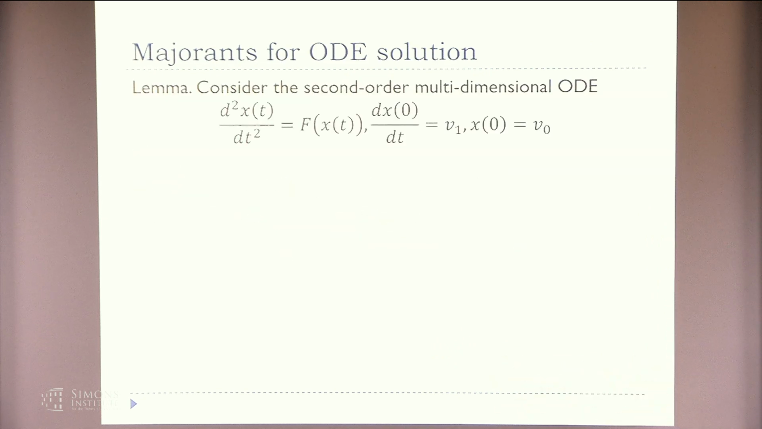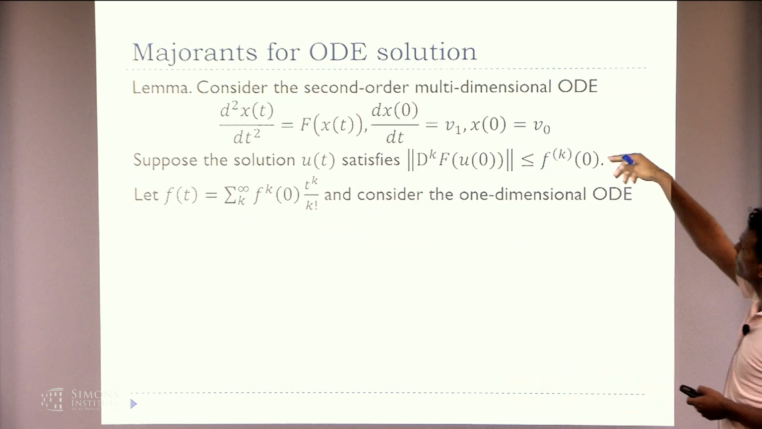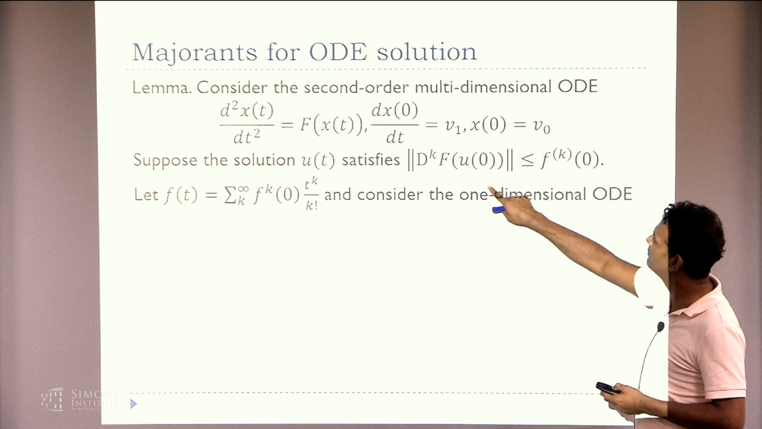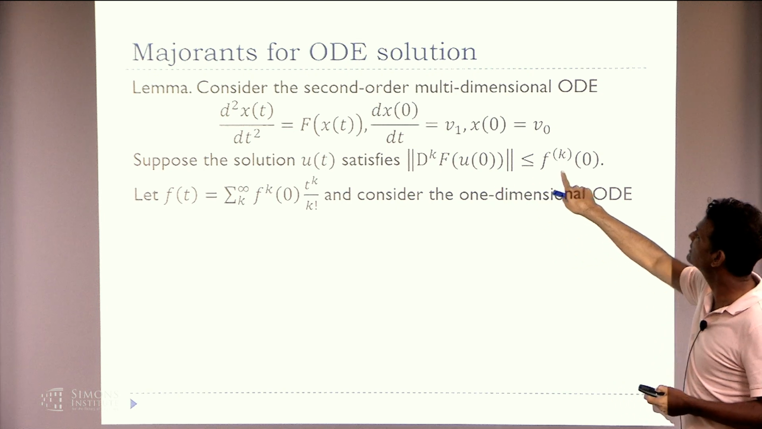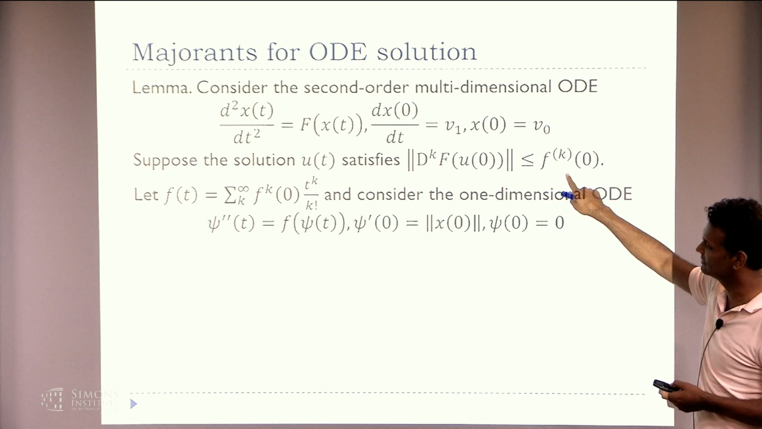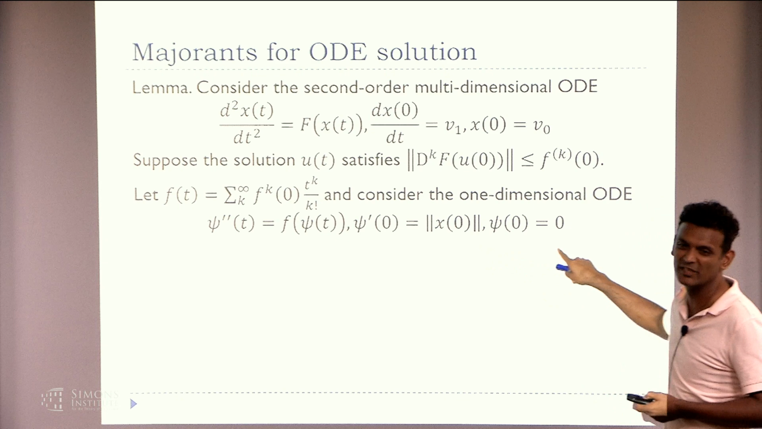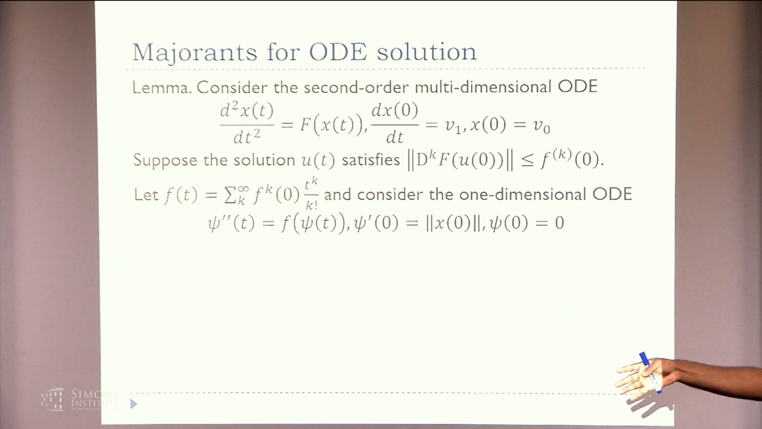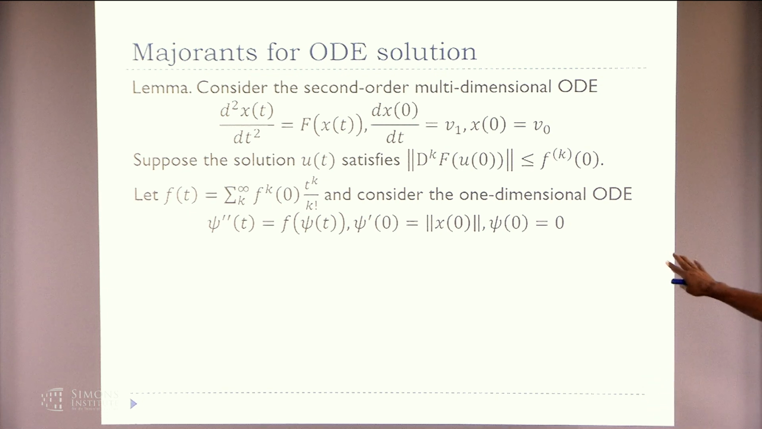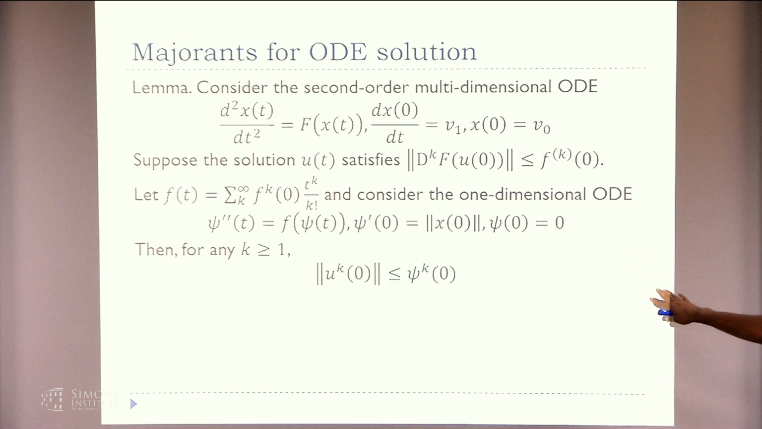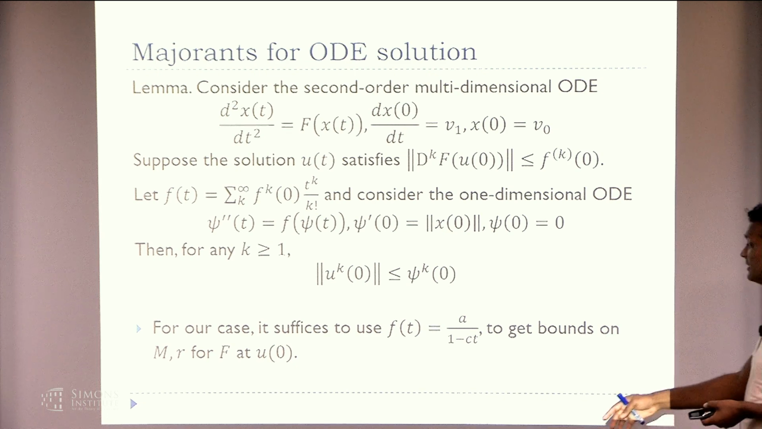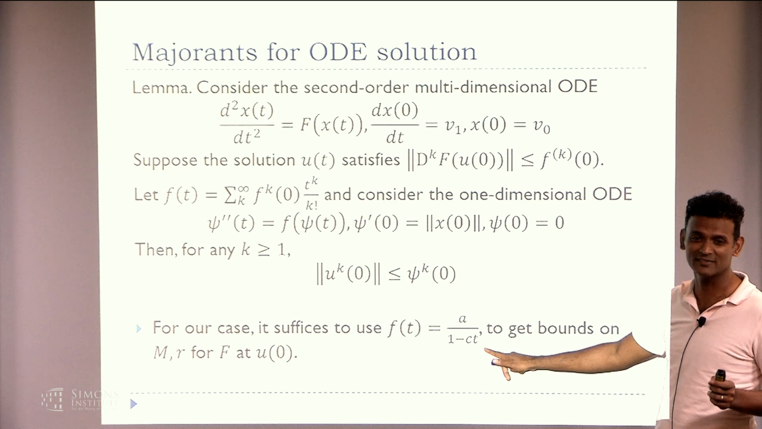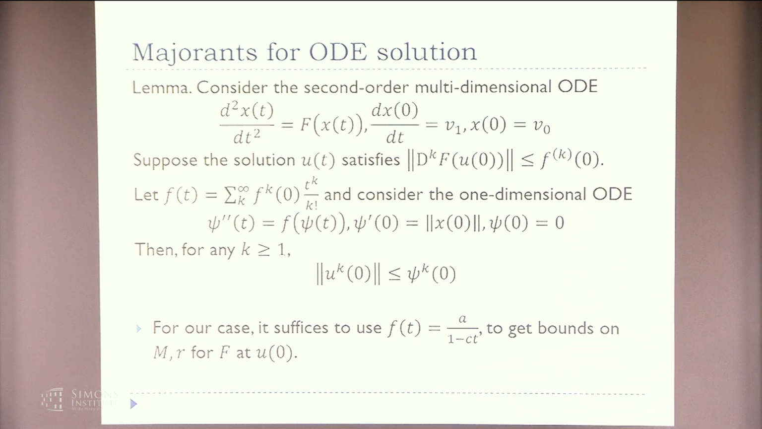And using these, if you wanted to bound this general ODE here, I put second order because that's what happens in HMC, you can bound the Lipschitzness in terms of one-dimensional functions which satisfy one-dimensional ODEs. So the problem of bounding the Lipschitz constants of these general high-dimensional functions becomes one of bounding it for one-dimensional functions. And indeed, in our application, we just at the end of the day have to bound the values for this function, a over 1 minus ct, and that's enough to get all the bounds.